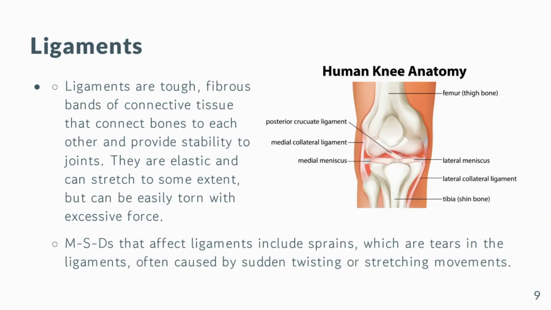Ligaments. Ligaments are tough, fibrous bands of connective tissue that connect bones to each other and provide stability to joints. They are elastic and can stretch to some extent, but can be easily torn with excessive force. MSDs that affect ligaments include sprains, which are tears in the ligaments, often caused by sudden twisting or stretching movements.